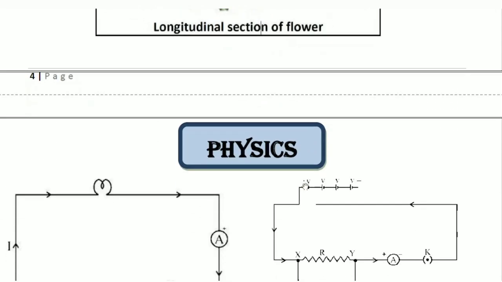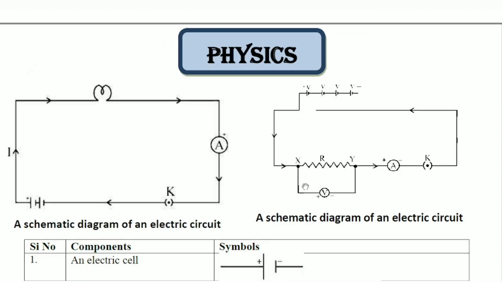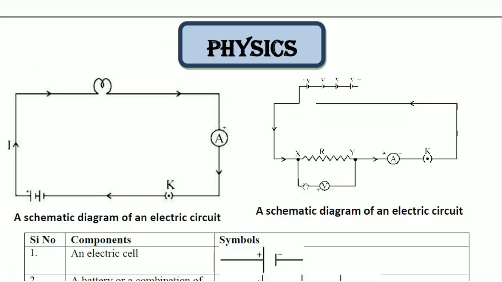And the next one is physics. In physics there are not many diagrams. You will only get the circuit diagrams. One is an electric circuit and another one is a schematic diagram of an electric circuit. You only get the circuit with series and parallel connections. So if you learn them, you can easily score the marks.